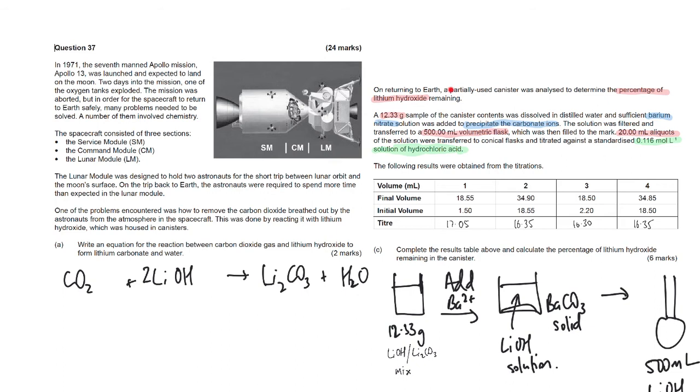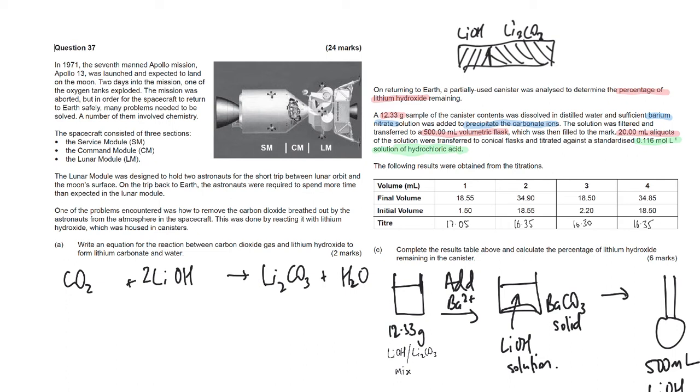On returning to Earth, a partially used canister was analysed to determine the percentage of lithium hydroxide remaining. So you've got to remember, it's turning from lithium hydroxide to lithium carbonate, which means that inside this canister, at the end of it, there is going to be some lithium hydroxide, but the majority of it, I guess, is going to be lithium carbonate. So there's going to be a mix of these two different things inside these canisters. I think that's what tricked a lot of kids with this particular question, because they got really confused later on.